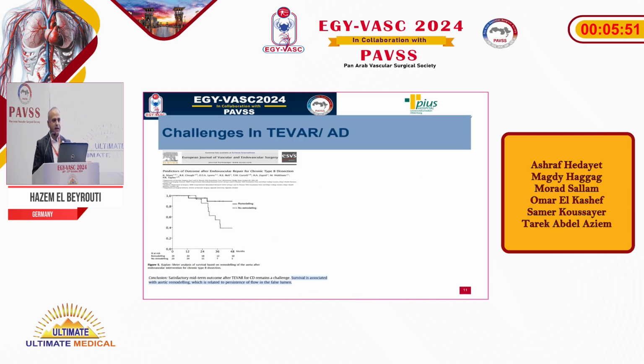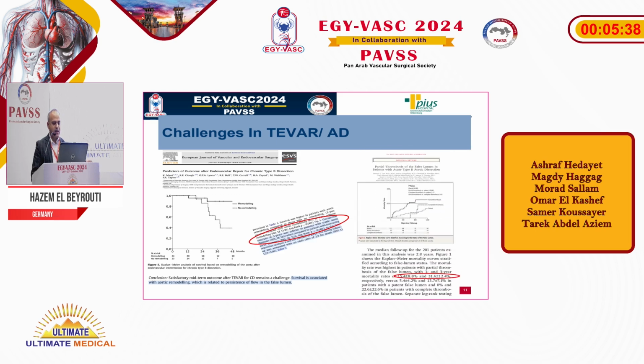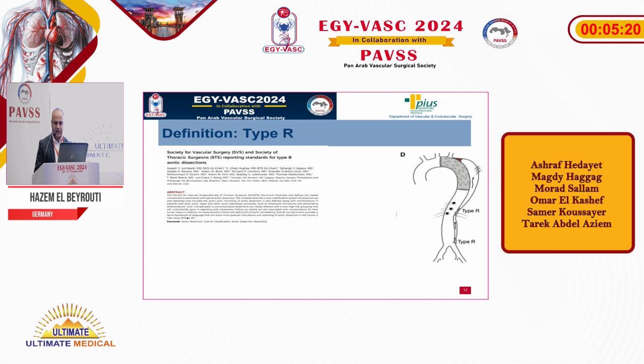A study by Mani showed that patients who underwent aortic remodeling have a better life expectancy than those who did not. Another paper by Tsai showed that patients with partial false lumen thrombosis have an increased 3-year mortality compared with patients with complete false lumen thrombosis, 30 versus 20%, as you can see.